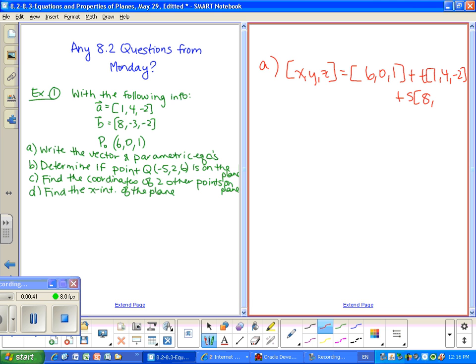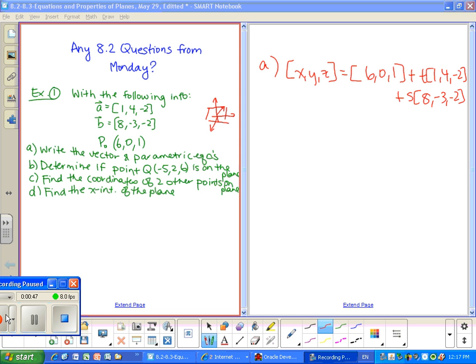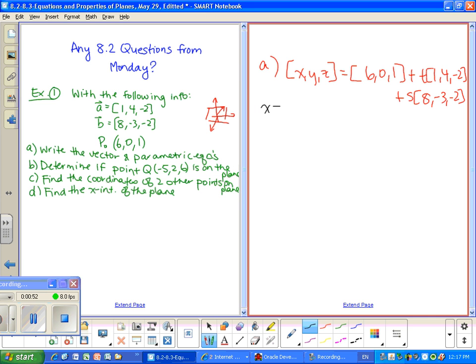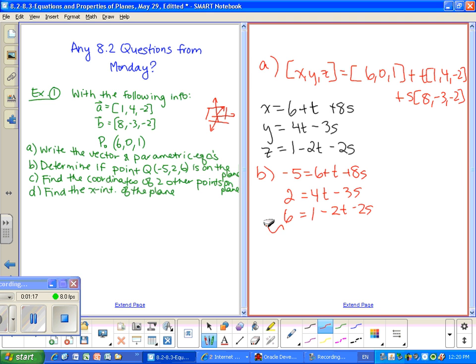The t and the s don't really matter. You could use any letters. We'll just stay consistent with the textbook. So we're just going to take all the components for the parametric. So you take all the x components, which is x equals 6 plus 1t plus 8s. So there's the first one. y equals 0 plus 4t minus 3s. And our z would be 1 minus 2t minus 2s. So that's just subbing in our Q point into our parametric equation.